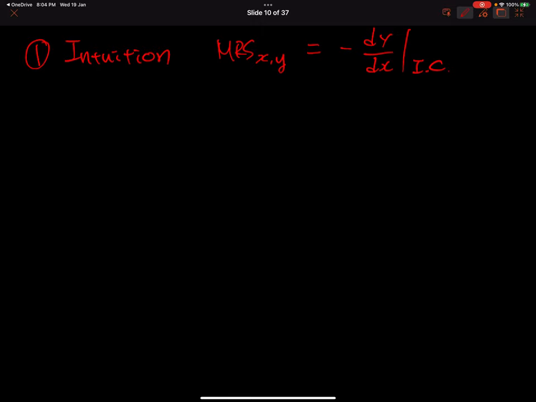So number one, intuition. The intuition of MRS is that it is equal to the slope of the indifference curve. The MRS is the instantaneous, marginal rate of substitution between good x and good y.